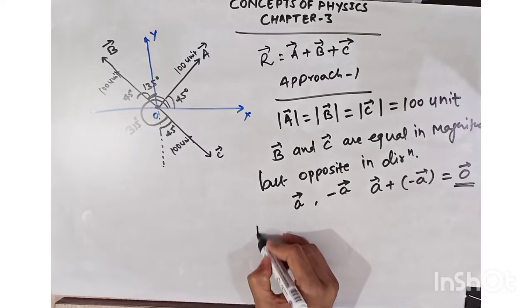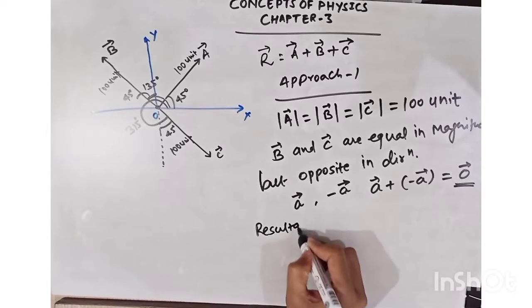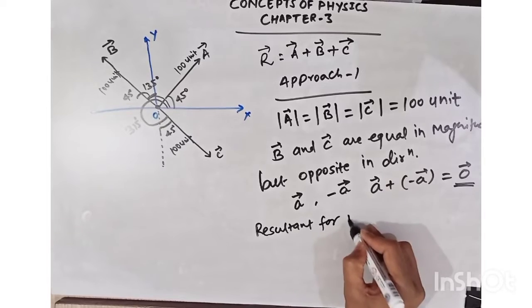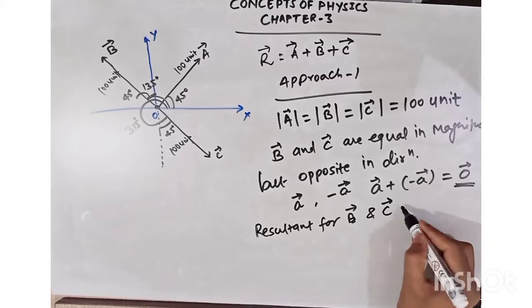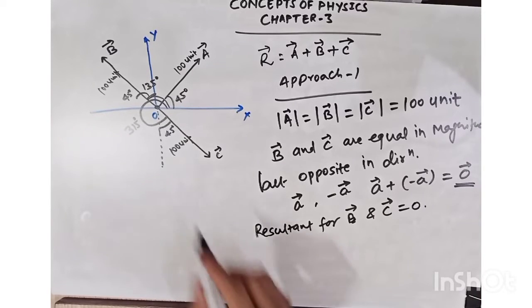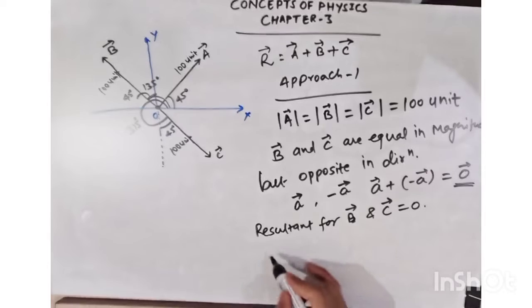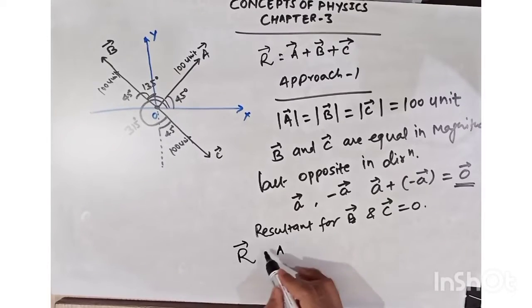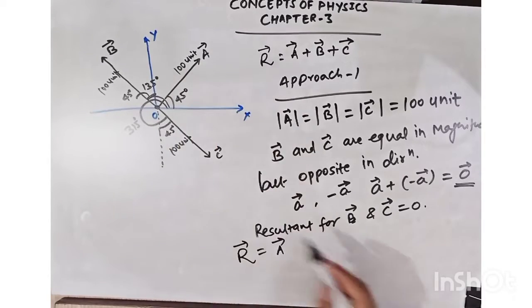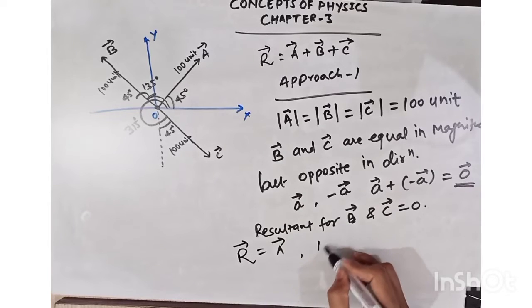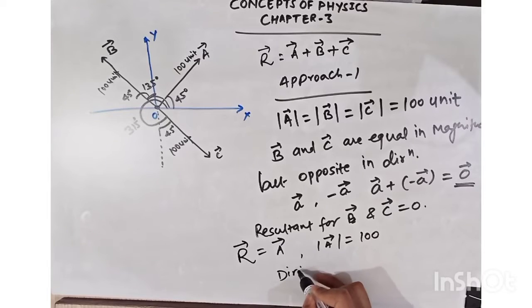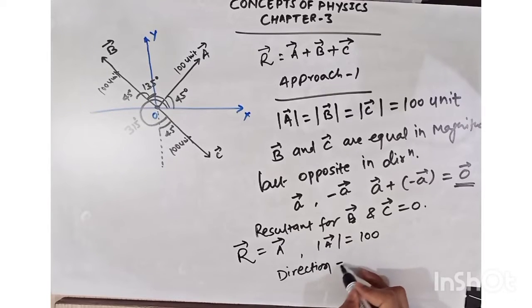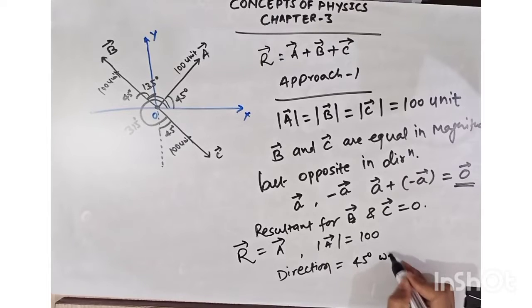So the resultant for vector B and vector C is 0. Okay, now we are left with just vector A. So our resultant would be vector A, and how much magnitude is A having? The magnitude of A is 100. Okay, and the direction is 45 degrees with the x-axis.